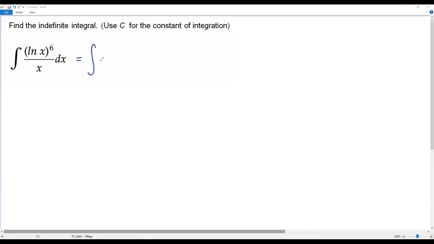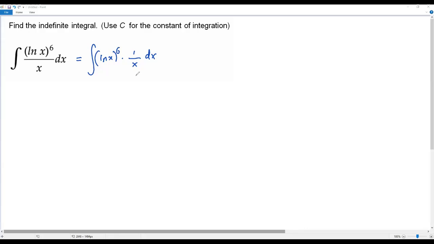Okay, let me do it. I'm going to write this function, (ln x)^6 over x, as (ln x)^6 times, since we have x in the denominator, 1 over x times dx. Now let's consider a particular part of the function, the natural logarithm of x. What is its derivative? Its derivative is 1 over x. It's over here. So the derivative of the part of the function is multiplied in the function itself, and we must be able to write this derivative along with dx using multiplication.